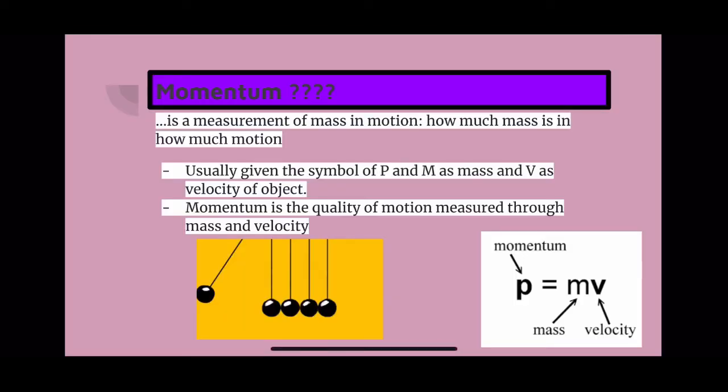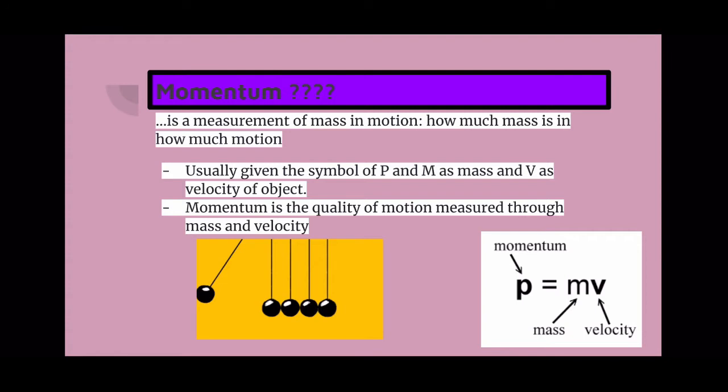Well, I would like to start off by saying that to understand the impulse momentum theorem, we must understand what momentum is. Momentum is the measurement of mass in motion, with the formula typically being P equals M times V, with P being momentum, M being mass, and V being the velocity of the object.